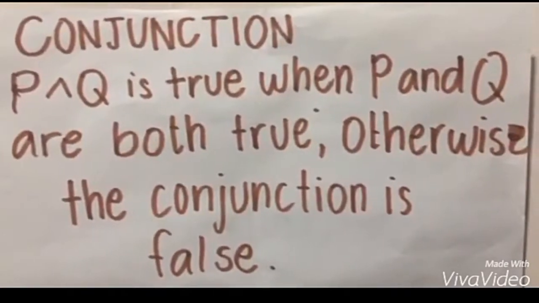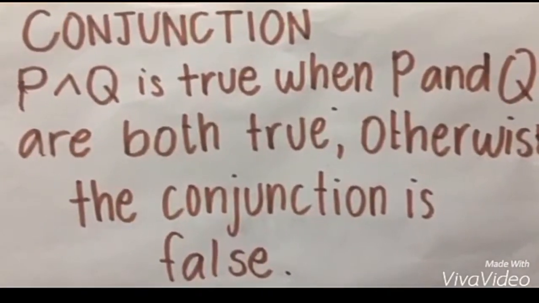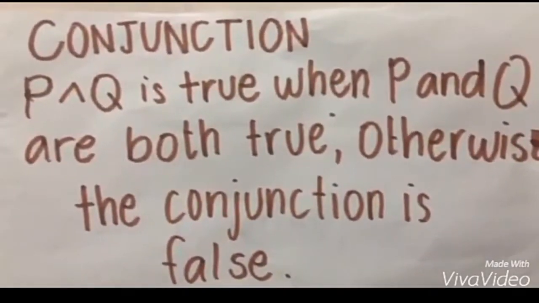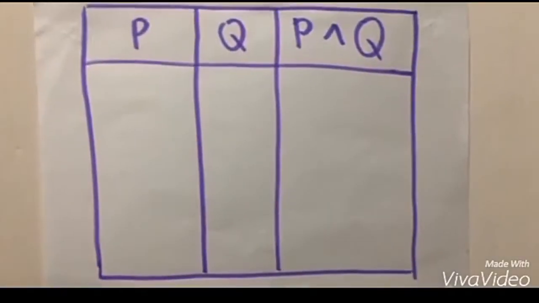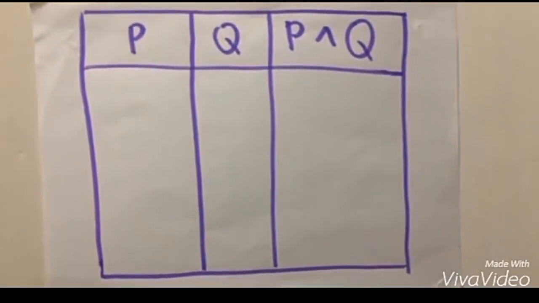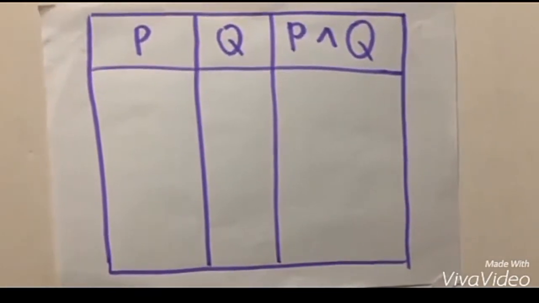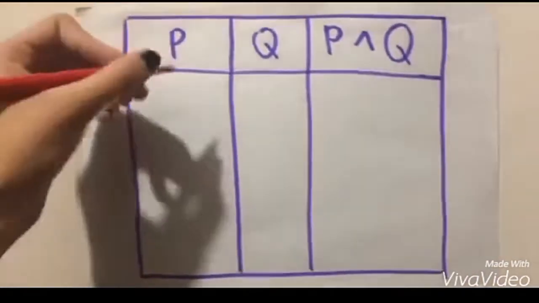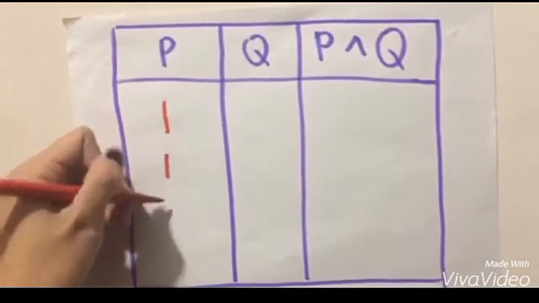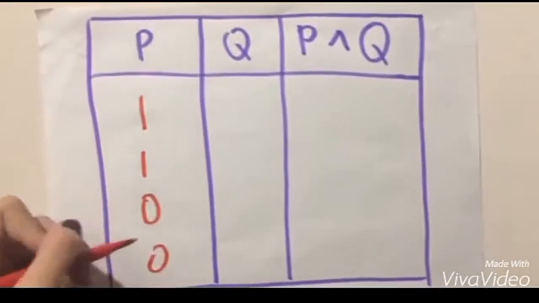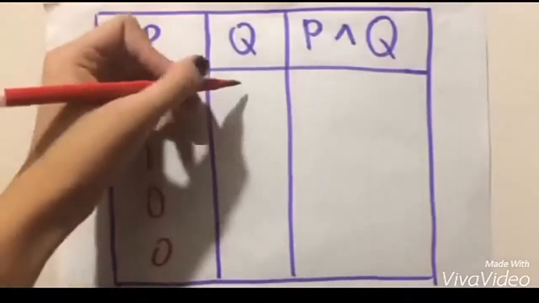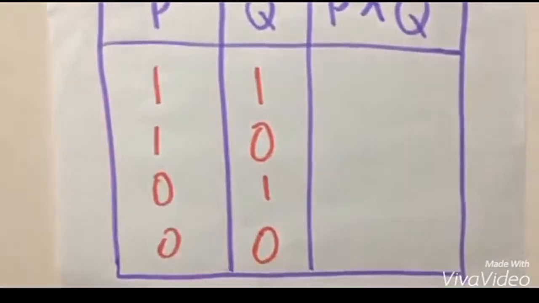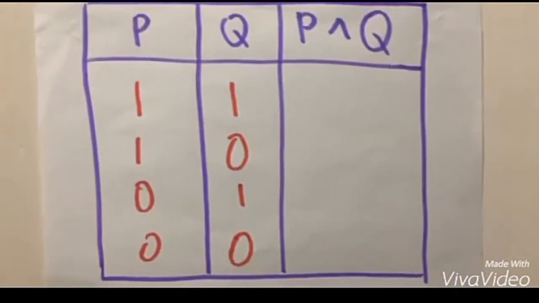First, the conjunction. P and Q is true when P and Q are both true, otherwise the conjunction is false. Ang conjunction ay magiging false or zero lamang kapag meron itong zero or false. Halimbawa, true, true, false, false. Sunod naman ay true, false, true, false. Ngayon, hahanapin naman natin ang P and Q.